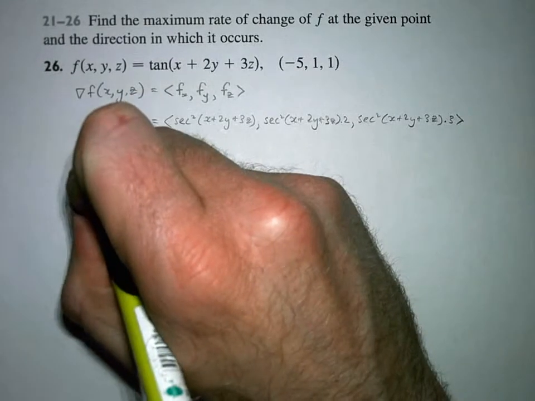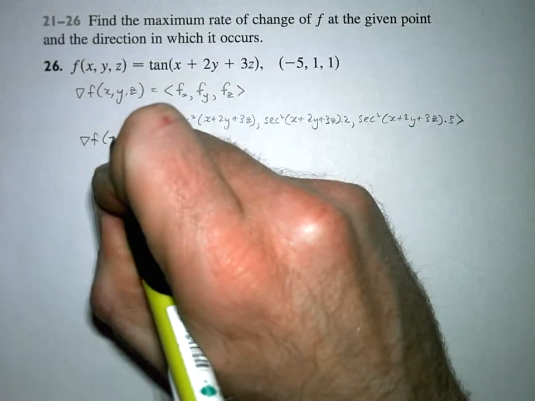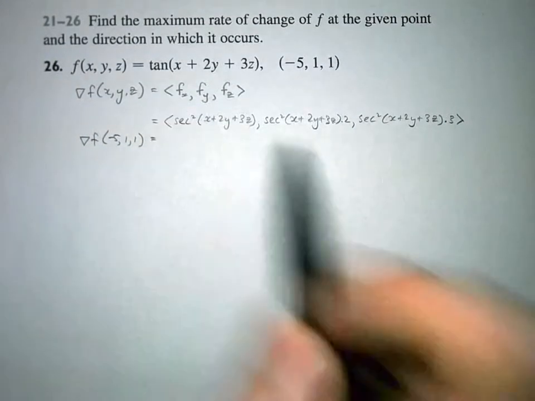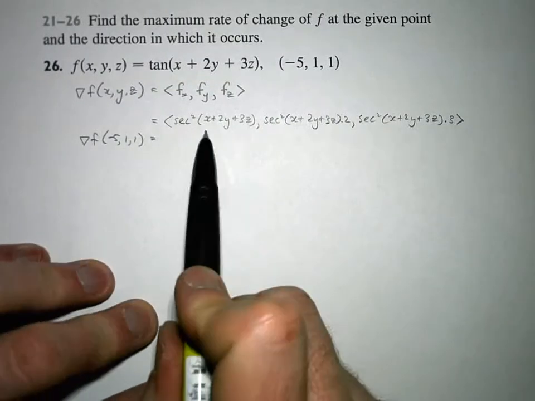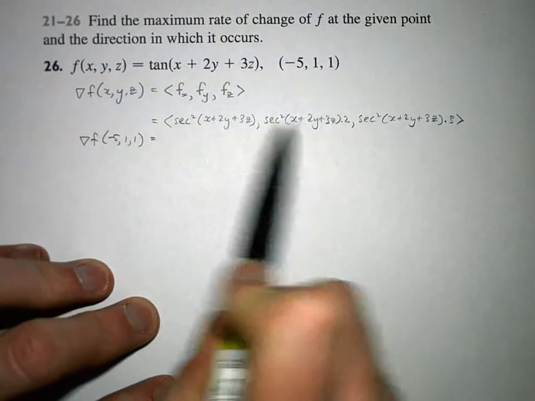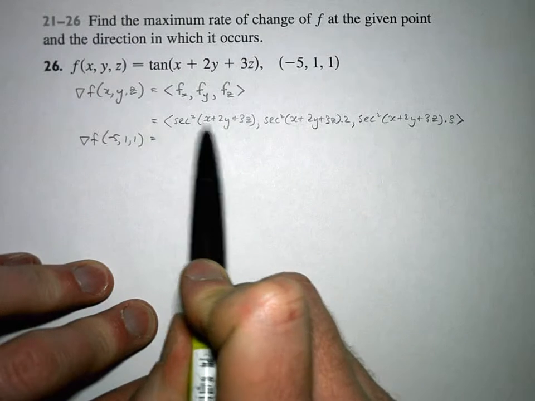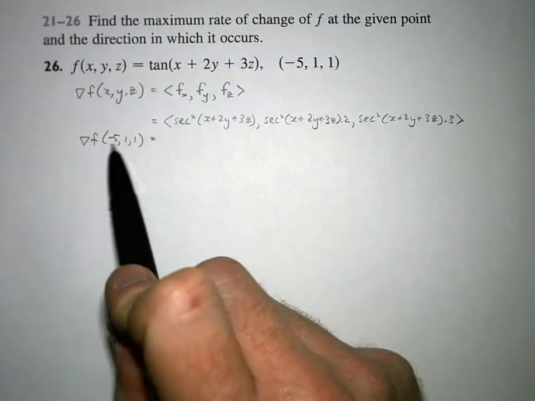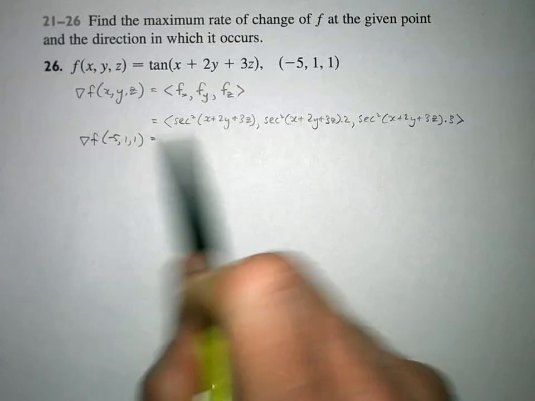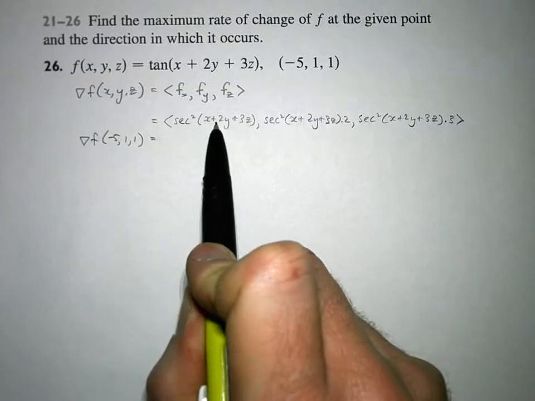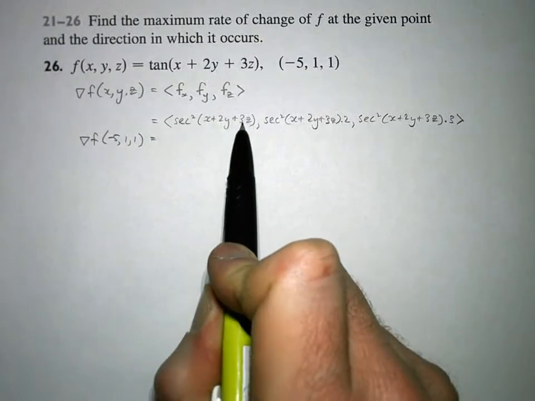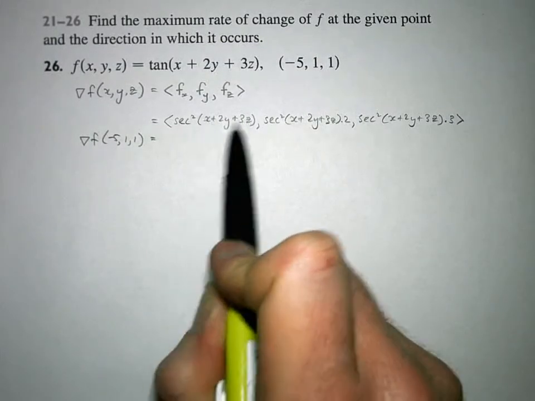We're interested in the gradient vector at the point (-5, 1, 1). So we go ahead and simply substitute into that. Now all three of these entries have this factor sec squared of (x plus 2y plus 3z). So let's evaluate that first. x is minus 5, y and z are 1. So we've got minus 5 plus 2 times 1 plus 3 times 1. Minus 5 plus 2 plus 3. Well, of course, that gives us 0.